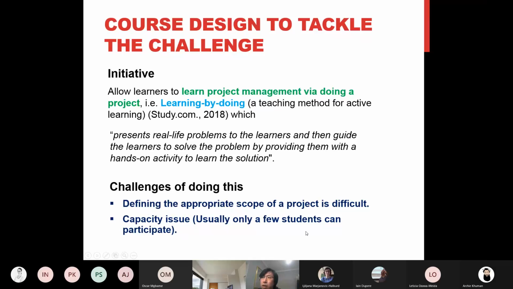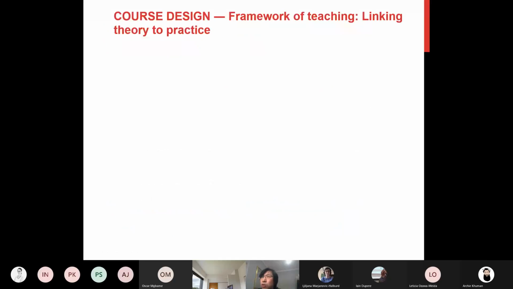For instance, we have the excellent Formula One project for students, but it cannot be available for all the students. So I will talk about how we tackle this challenge a little bit later, after I introduce our course design scheme. For the scheme, it's majorly about linking the theory to the practice.